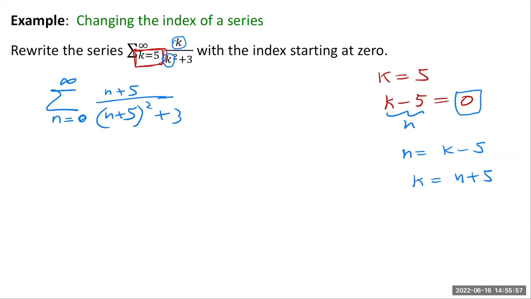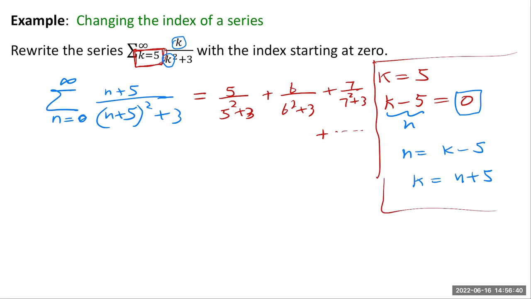If you want, let me show you an expanded version of the series. To find this series, you first plug in n is equal to 0, because the starting index is 0. If you plug in 0, you get 5 divided by 5 squared plus 3. Then if you plug in n is equal to 1, you get 6 divided by 6 squared plus 3. The next term is 7 divided by 7 squared plus 3, and so on and so forth.